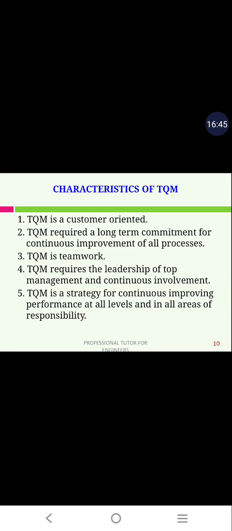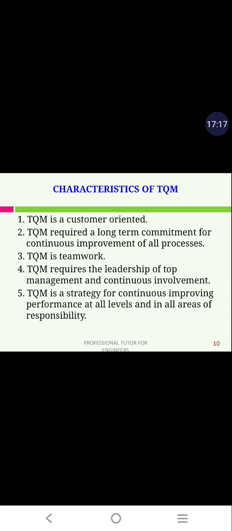So next we will discuss some characteristics of TQM. What do you mean by characteristics of TQM? Otherwise you can say features of TQM. What are the features of TQM? Whenever a company is implementing TQM, there are a few characteristics or features it has to follow. So first we will discuss the features or characteristics of TQM in detail.